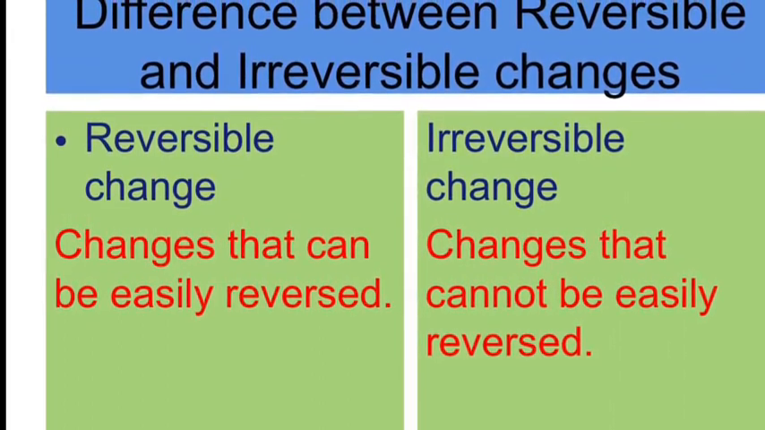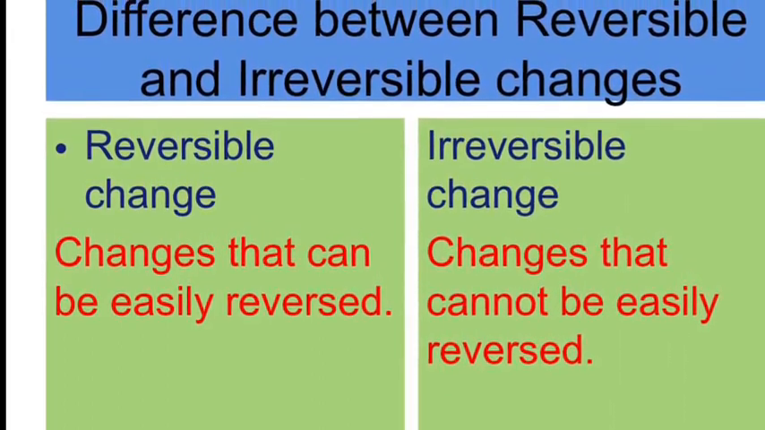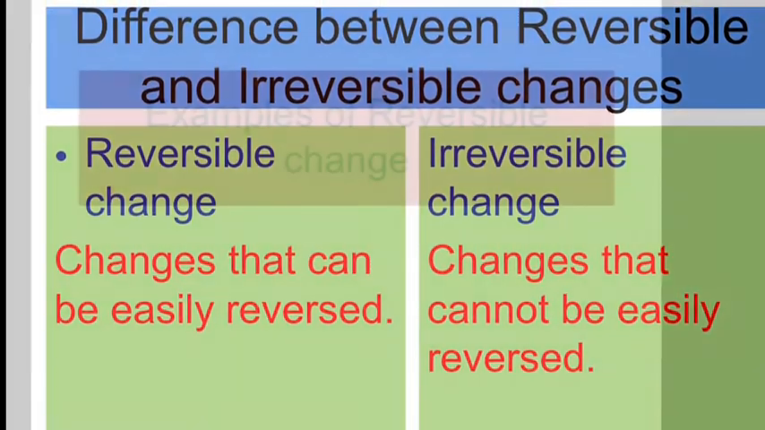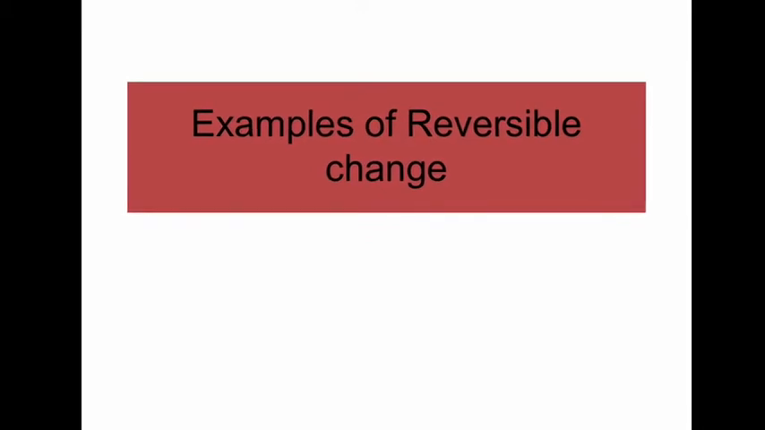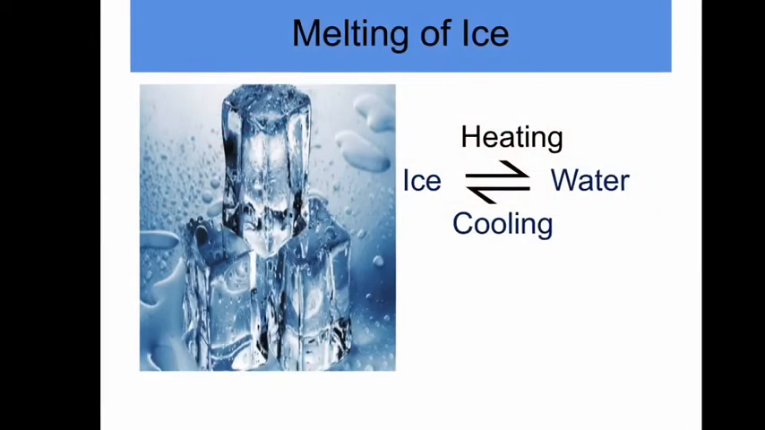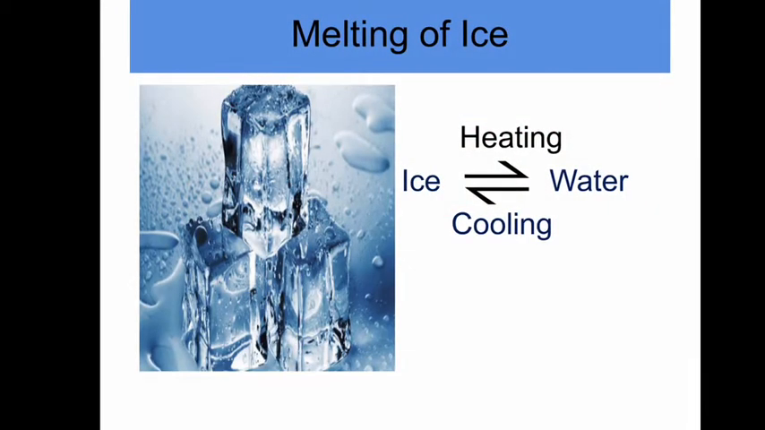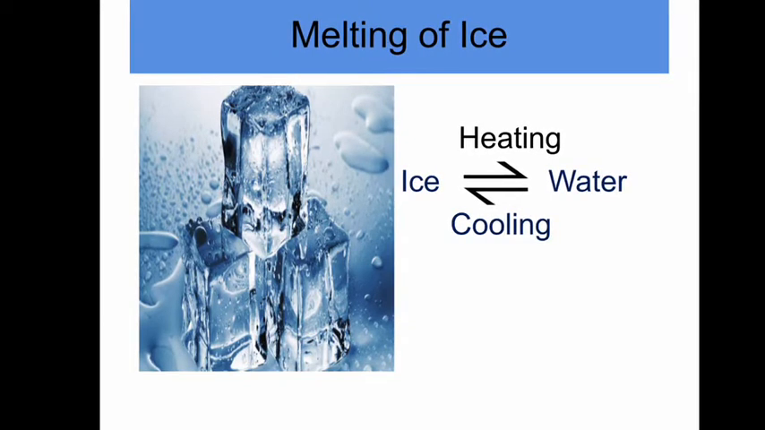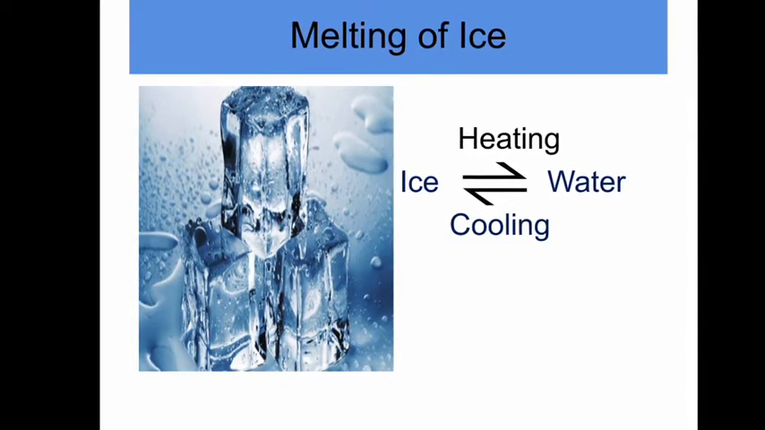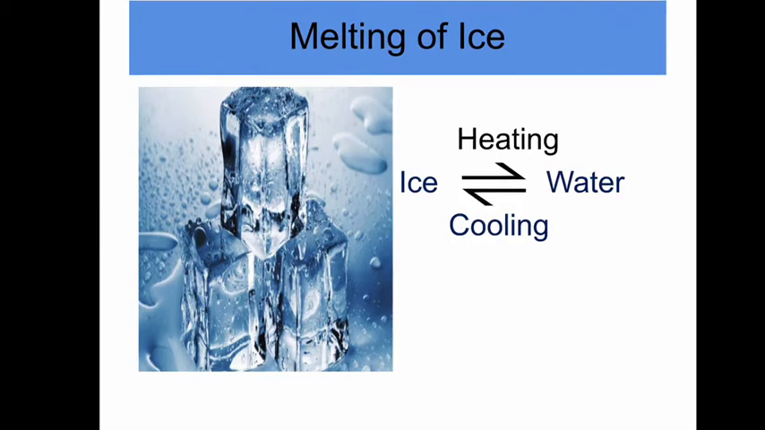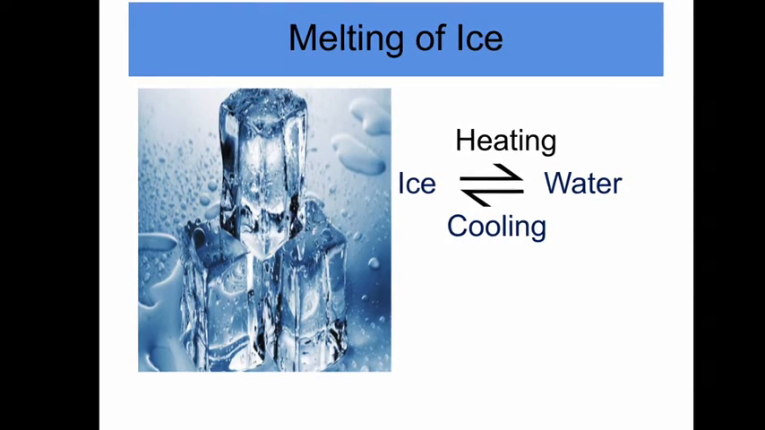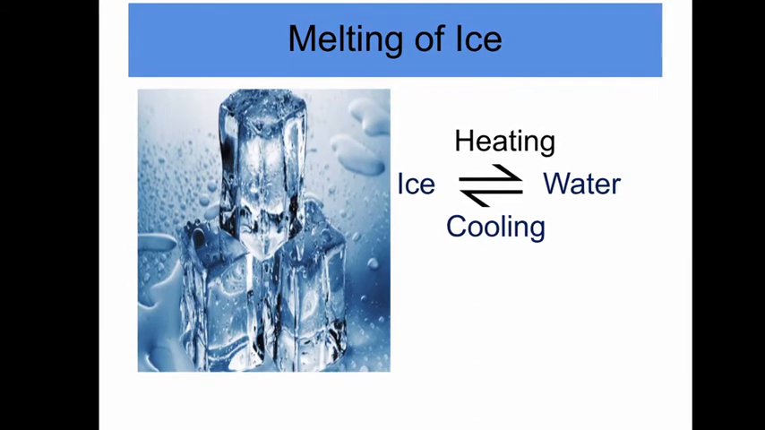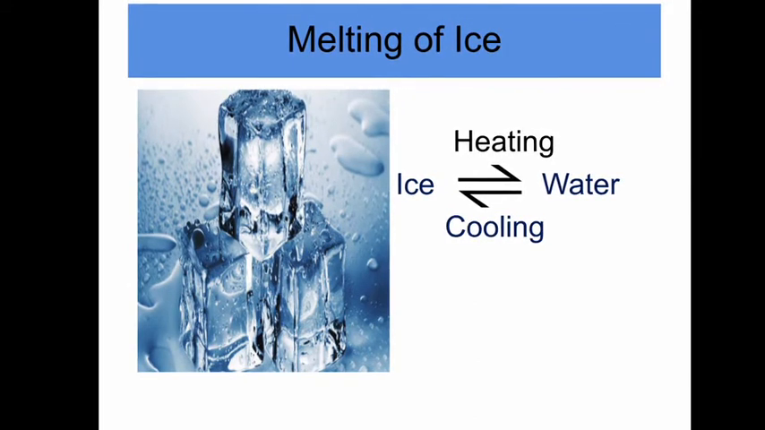In this we are going to study the examples. First, the examples of reversible change. First one is the melting of ice. After heating, the ice changes into water, and after cooling the water it changes into ice. So this is a reversible change. We can easily get ice from water and water from ice.